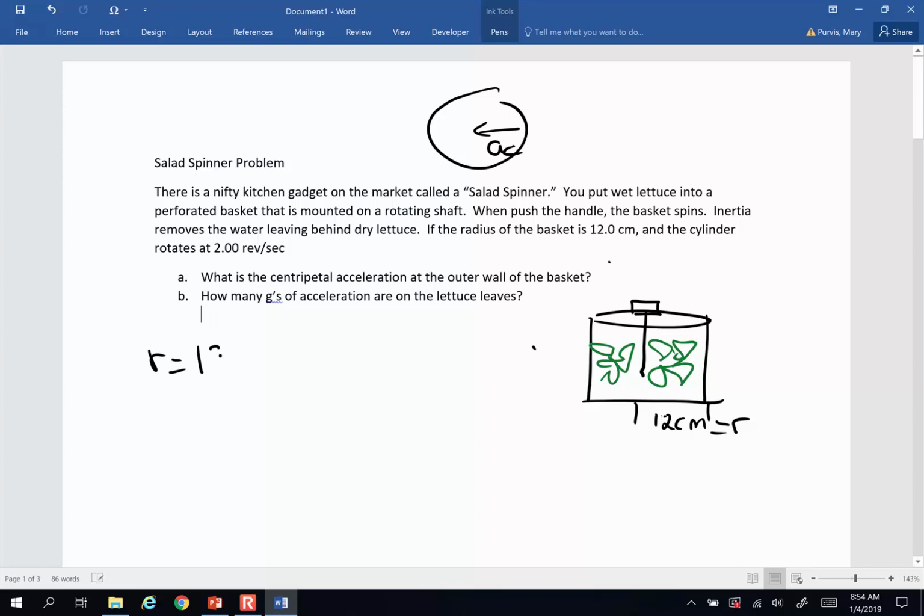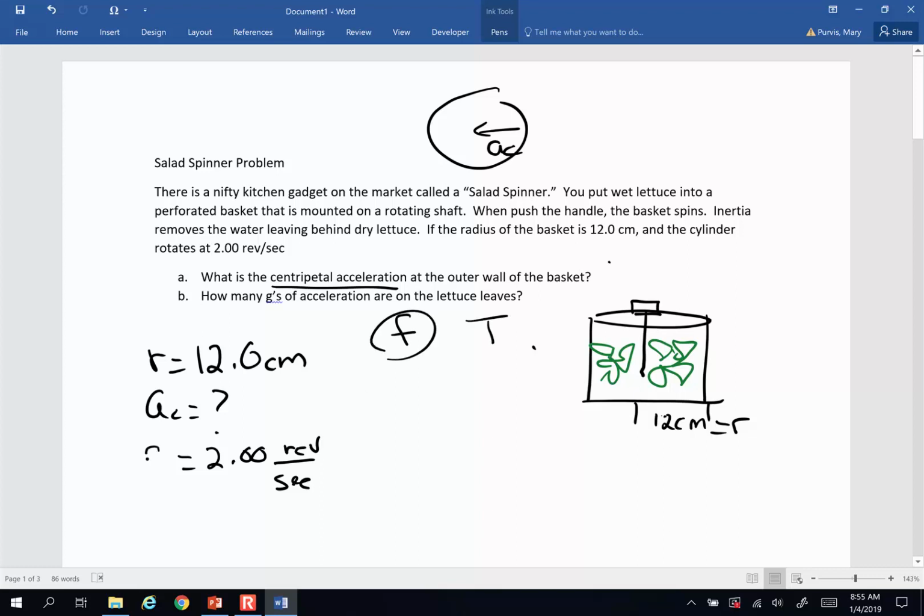We know the radius is 12 centimeters. I am looking for centripetal acceleration. That's what I'm after. And I am told 2 revolutions per second. Okay. Now, I didn't label this because let's spend a little moment trying to figure out what this is. Revolutions per second. Let the units tell you what we've got. Something per second. Is that going to be a frequency or is that a period? Something per second, that's a frequency.